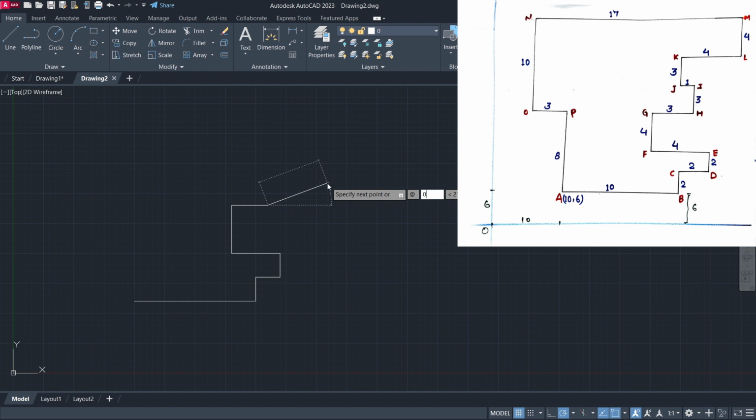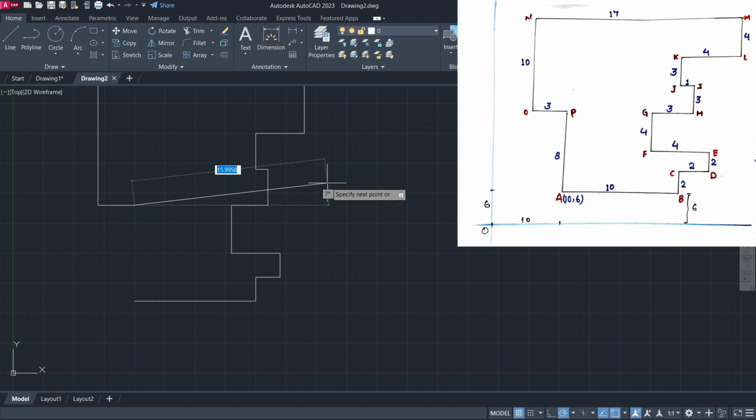Again @0 comma 3, @minus 1 comma 0, again @0 comma 3, again @4 comma 0, @0 comma 4, @minus 17 comma 0, @0 comma minus 10, and then @3 comma 0, and then either you press C enter or enter the coordinate of A relative to point P.